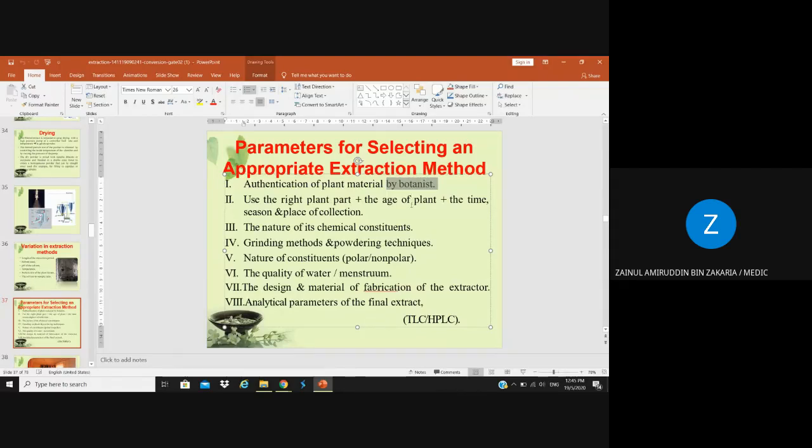The age of the plant also has to be considered. The time, season, and place of collection. Okay, so all these parts also have to be considered. I've explained this already. Nature of its chemical constituent, which chemical constituent that you want to isolate out. Okay.